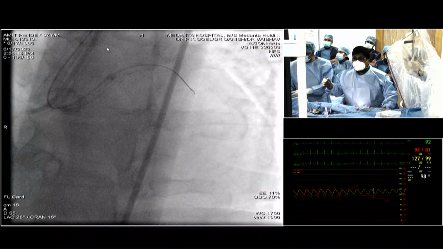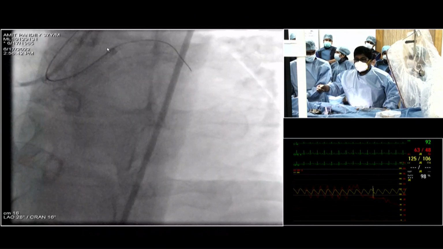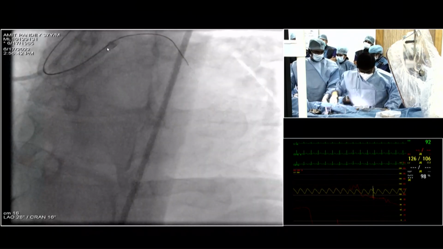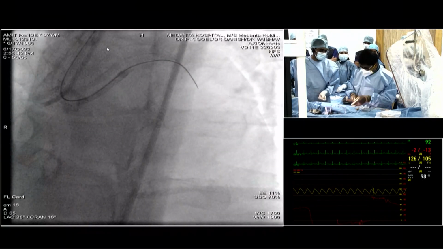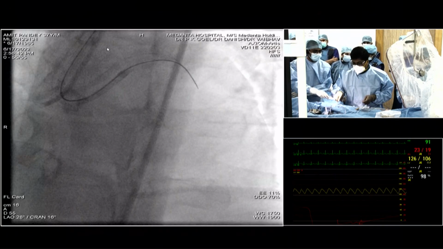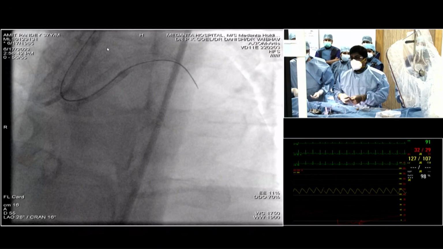The good part in this case is he has a lot of options. If this doesn't work, he doesn't have to get stuck here. He can try parallel wire, he can try ADR, he can go retrograde. You got a lot of options in this case. Yeah, if parallel wire also doesn't work, then I'll do ADR.